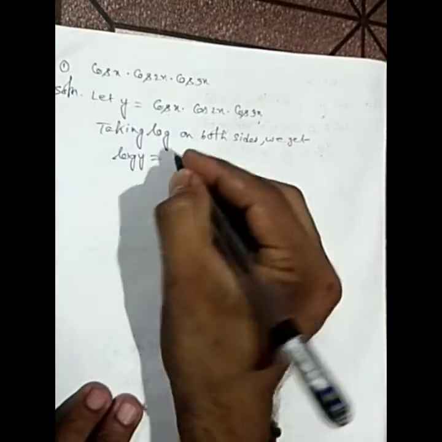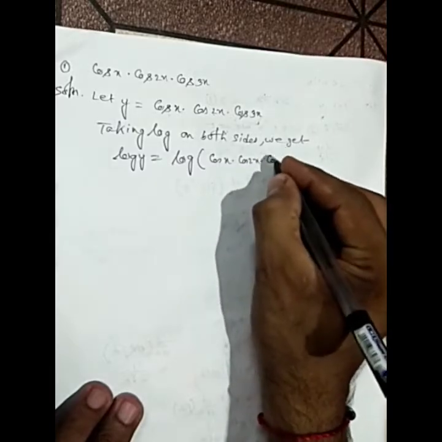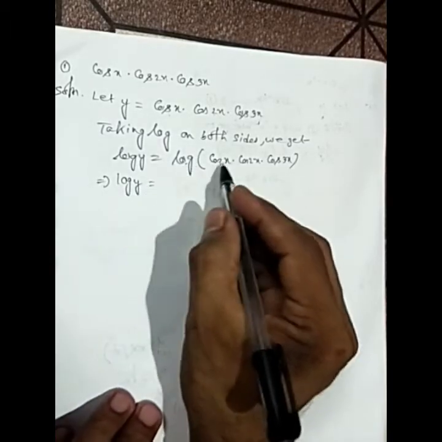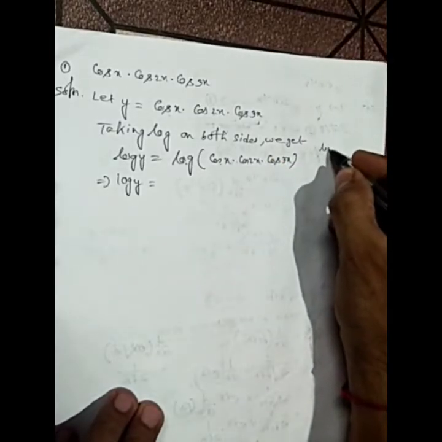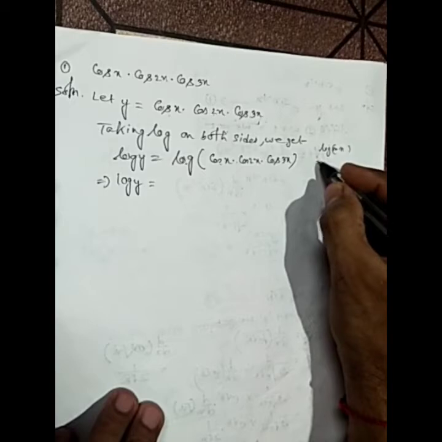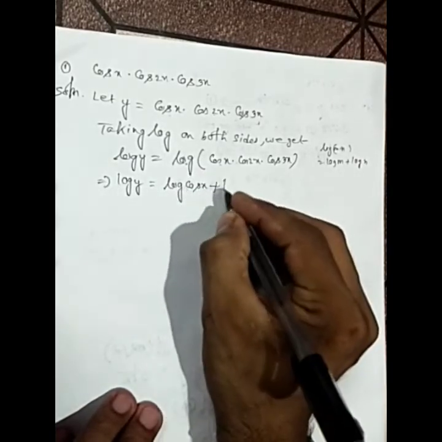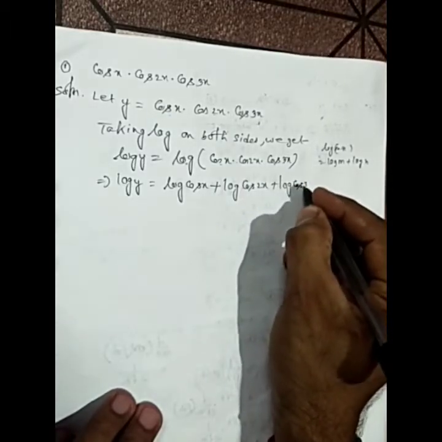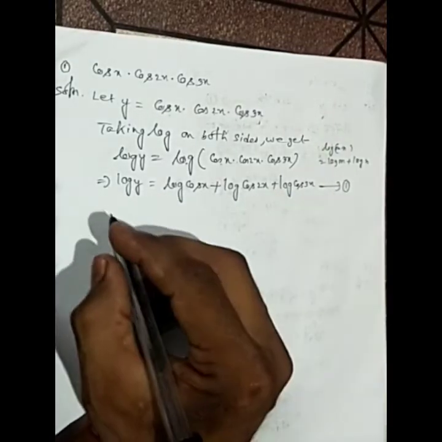Log y equal log of cos x cos 2x cos 3x, which implies log y equal, now you see, log of m n p. What is log of m into n? Log of m into n equals log of m plus log of n. So what will you get for this? Log of cos x plus log of cos 2x plus log of cos 3x. Take this as equation 1 now.